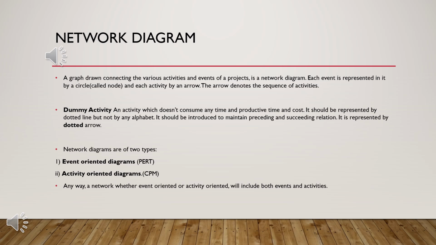Network diagrams are of two types. 1. Event-oriented diagrams, PERT. 2. Activity-oriented diagrams, CPM. Anyway, a network, whether event-oriented or activity-oriented, will include both events and activities.